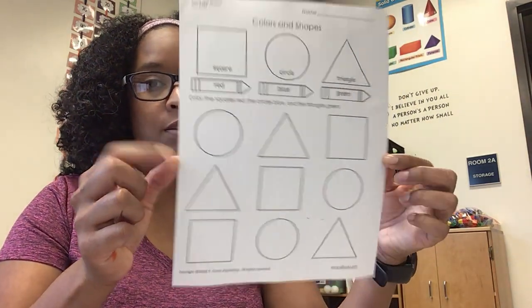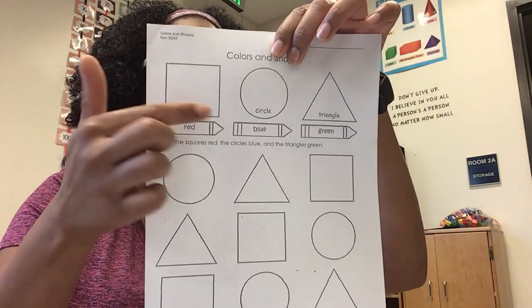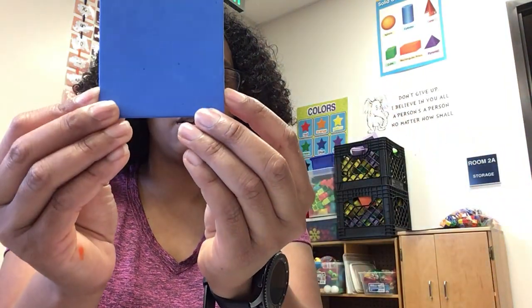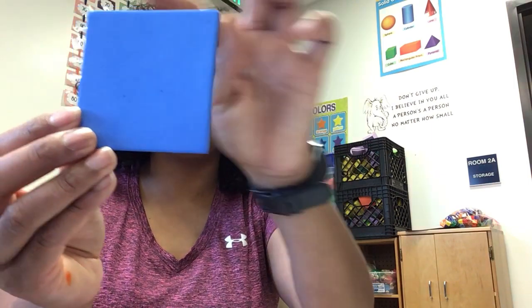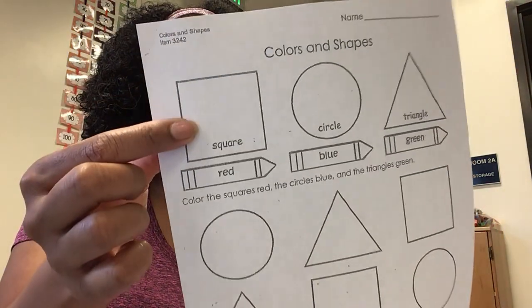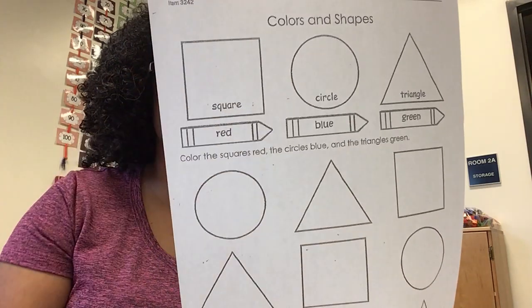We're gonna work on our colors and shapes. So it looks like our first shape here, do you already know what that is? That is a square. I have a square right here. Look at my square. What color is my square? It is blue, and it has four sides. One, two, three, four. Just like this picture here. One, two, three, four, and that is our square.